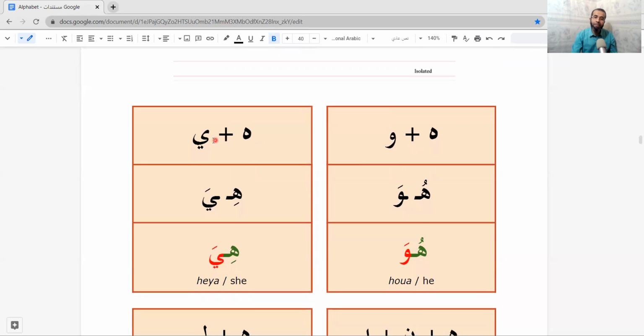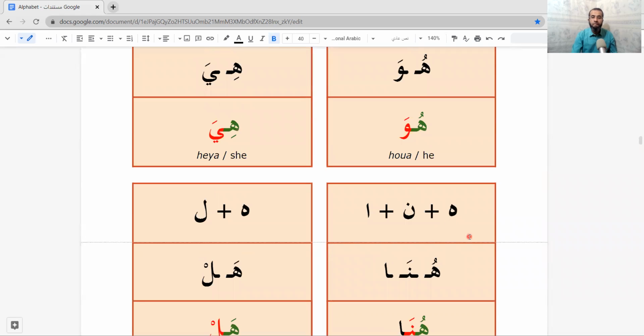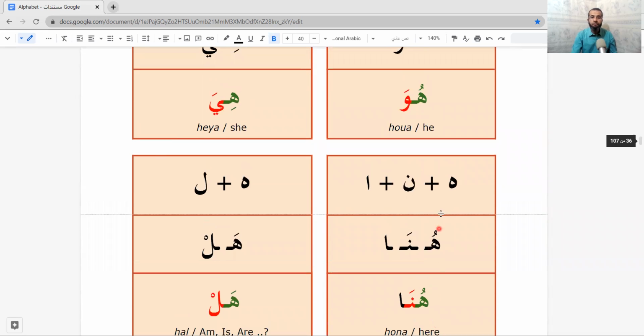And what about she? It's also ha plus ya here. And ha here has kasra, not dhamma. So we say he plus ya. Hiya. So huwa, hiya. He and she. What about this? It means here. Hu, na, huna.